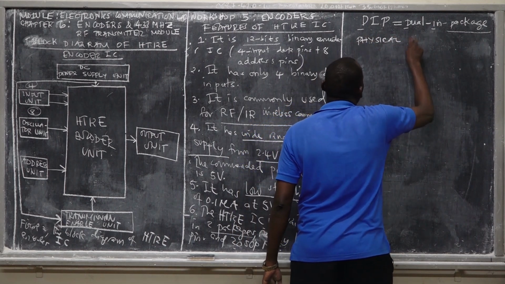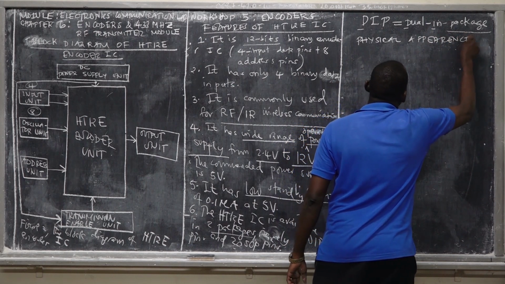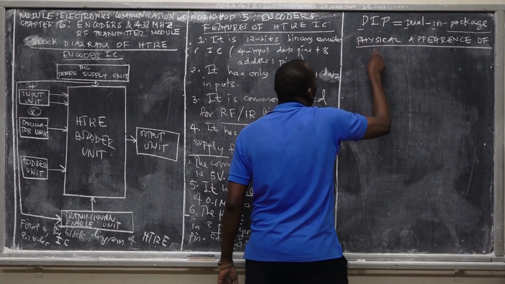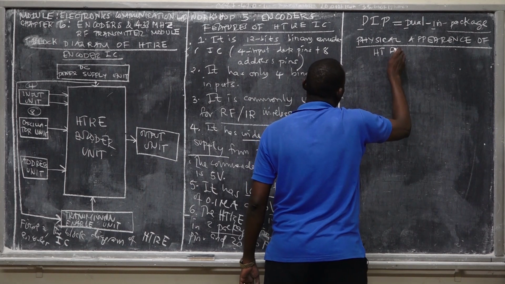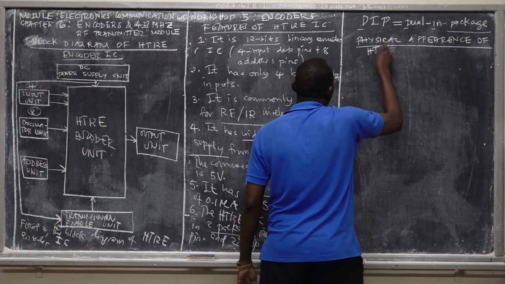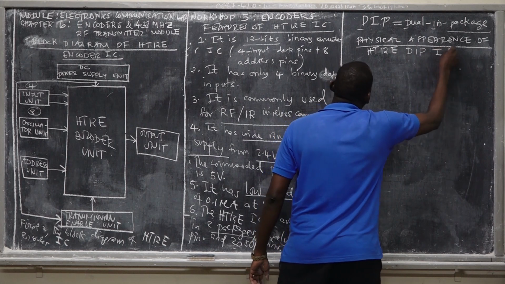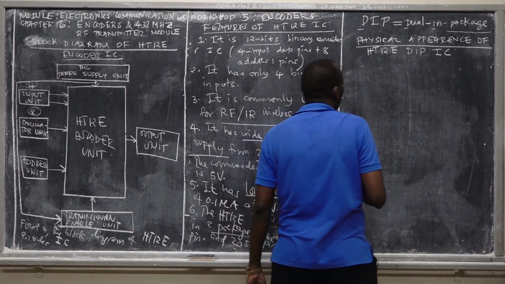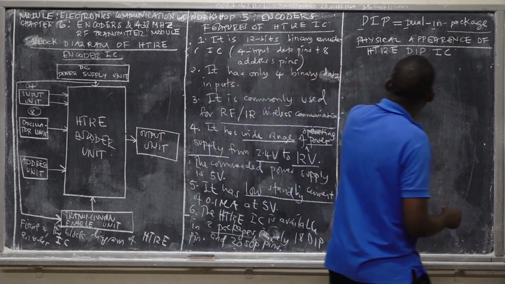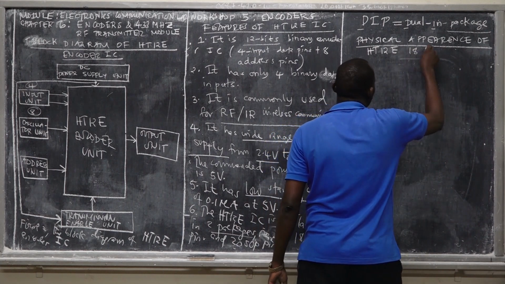So then, the physical appearance of HT12, or first of all, what do we call it? We call it HT12E, integrated circuit. But remember that for DIP we say 18 DIP, because we say 18 dual in package IC.